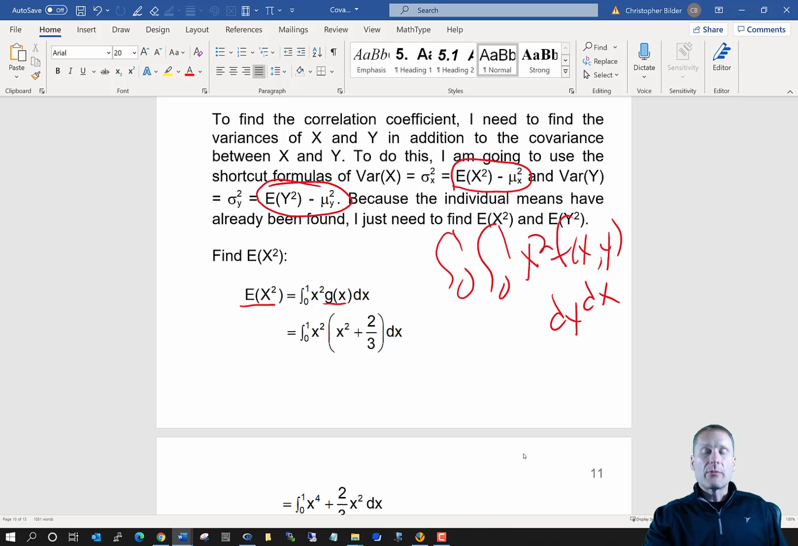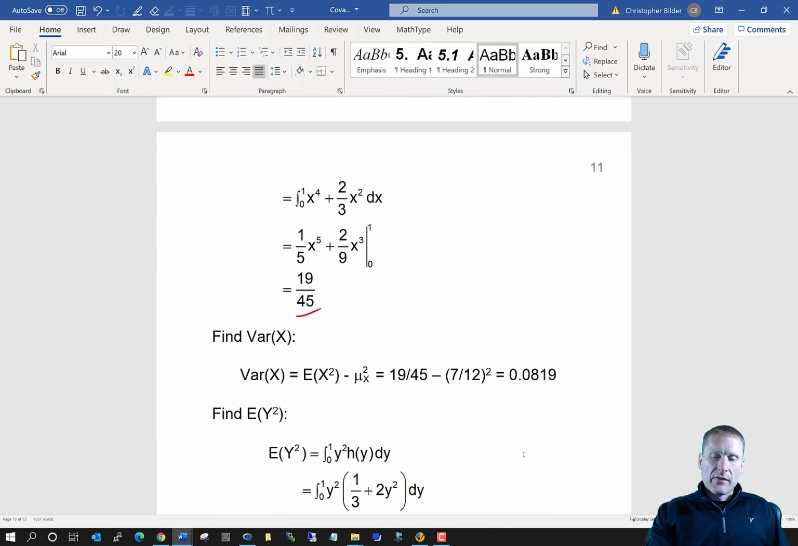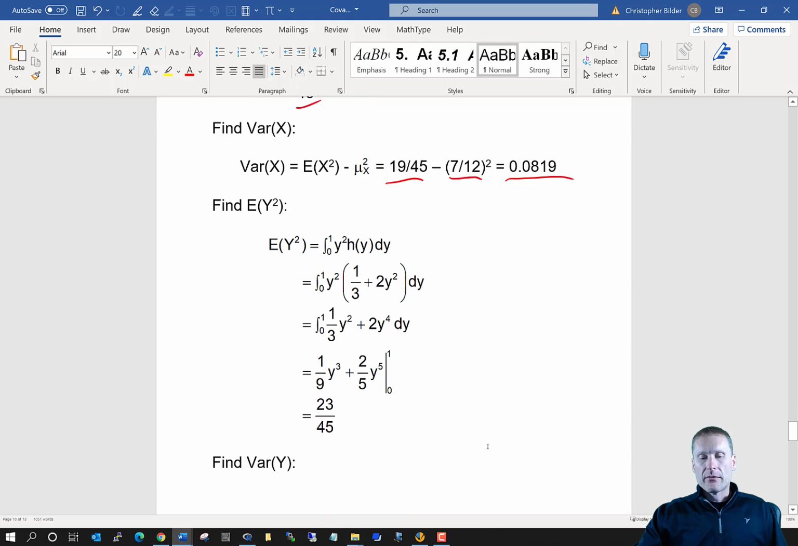Or I can just take my marginal PDF that I have found previously and do the integration with respect to only x. The expected value of x squared ends up being 19 divided by 45. Combine that with the expected value of x that we just found, 7/12. 19 divided by 45 minus 7/12 squared, I get 0.0819 as my variance.